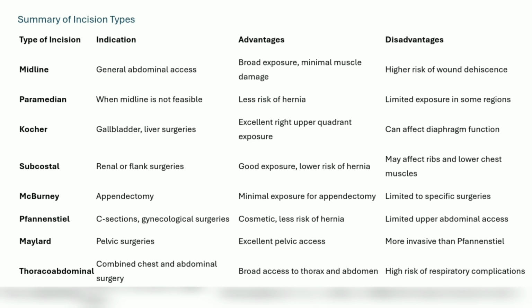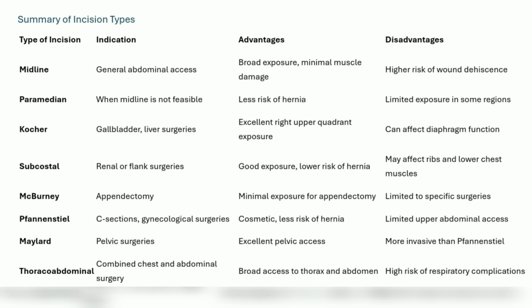Pfannenstiel incision. Used in C-sections and gynecological surgeries, cosmetic, less risk of hernia but limited upper abdominal access. Maylard incision. Used in pelvic surgeries, excellent pelvic access and more invasive than Pfannenstiel.